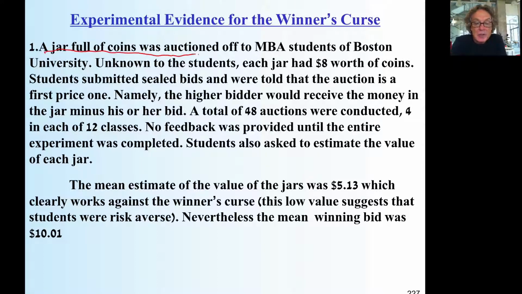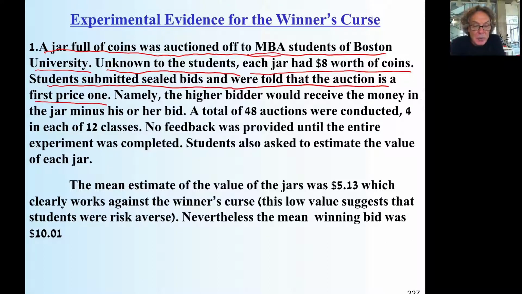A jar full of coins was auctioned off. It was done with MBA students of Boston University, and also later at Northwestern University. Unknown to the students, each jar had $8 worth of coins. They didn't know this. Students submitted sealed bids and were told that the auction is a first price one. They had to bid to buy the jar, whose value is zero except for the money inside. Namely, the highest bidder would receive the money in the jar minus his or her bid.